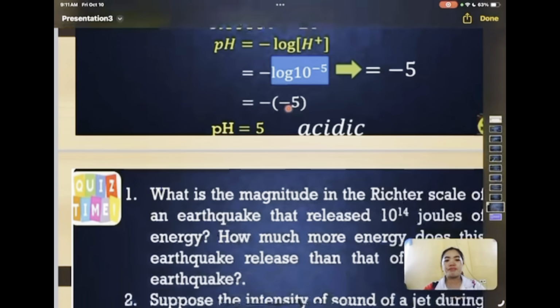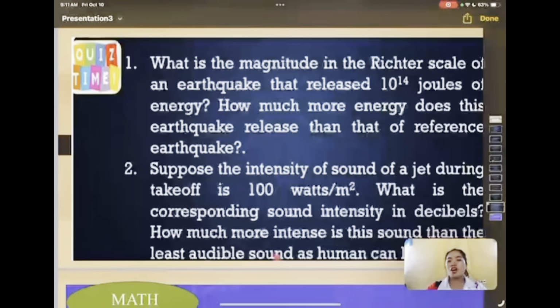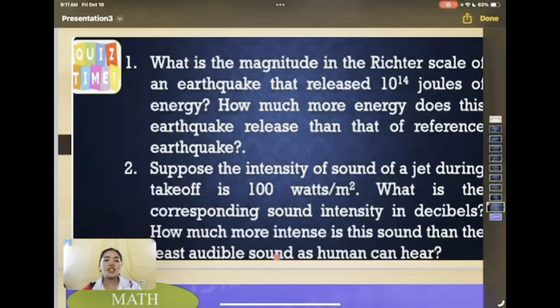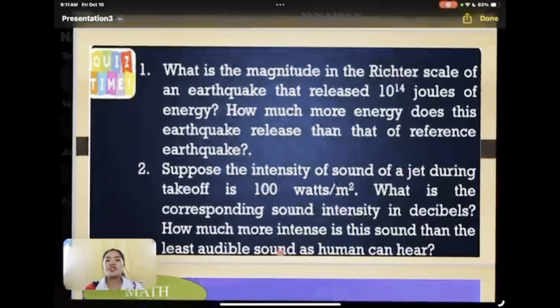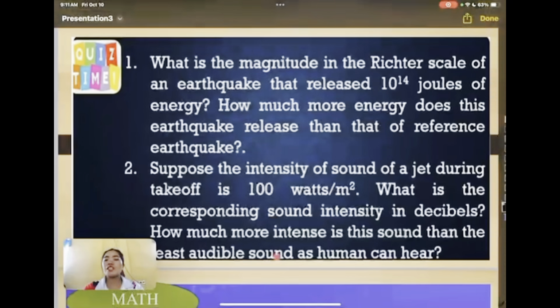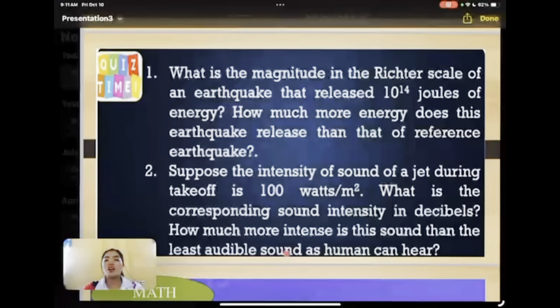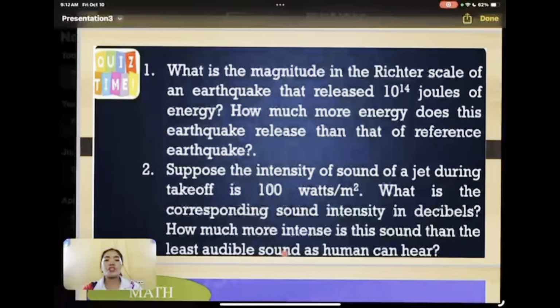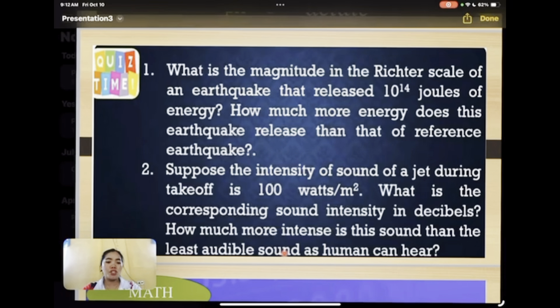Okay. Now, it's time for us to have a quiz. Now, this time, you're going to answer. So, number 1, what is the magnitude in the Richter scale of an earthquake that released 10 raised to the power of 14 joules of energy? How much more energy does this earthquake release than that of the reference earthquake?